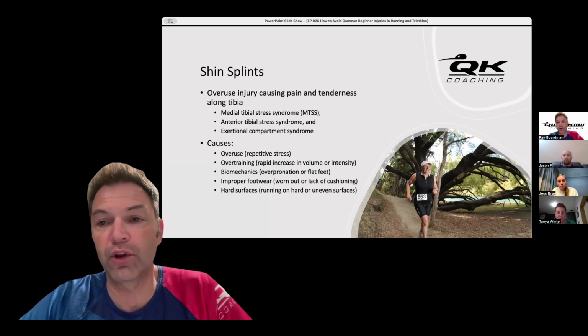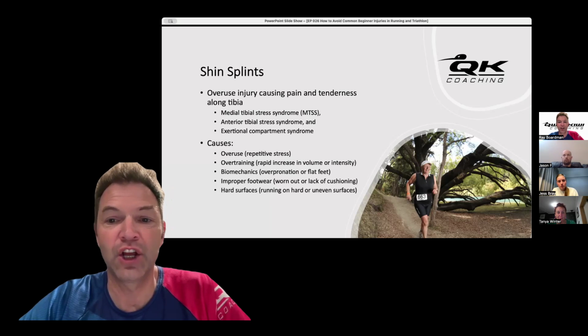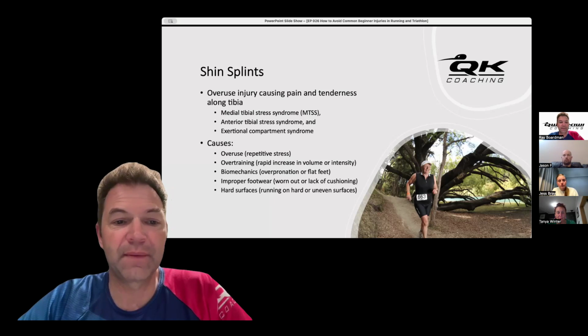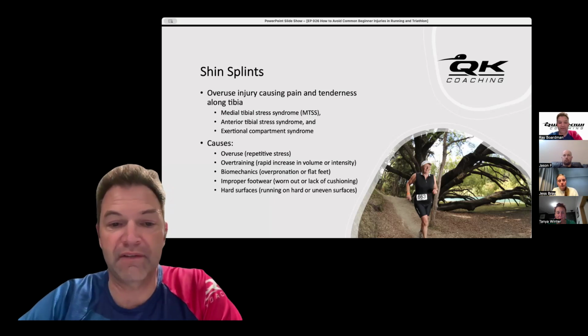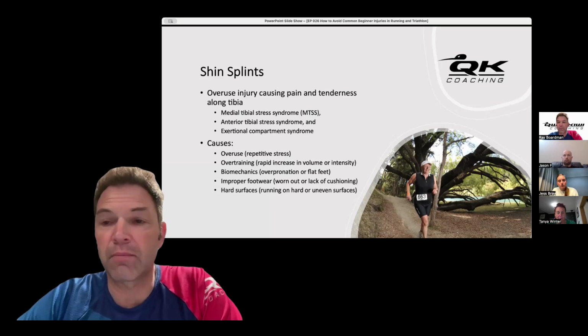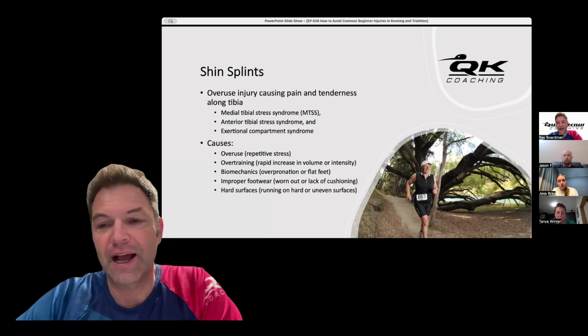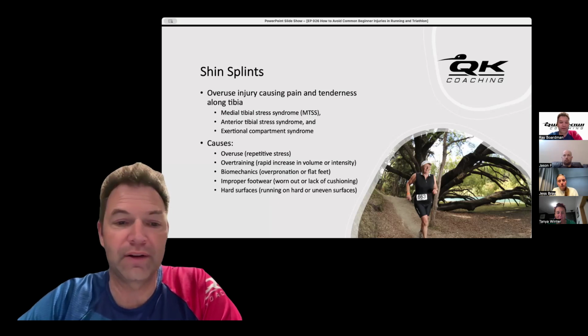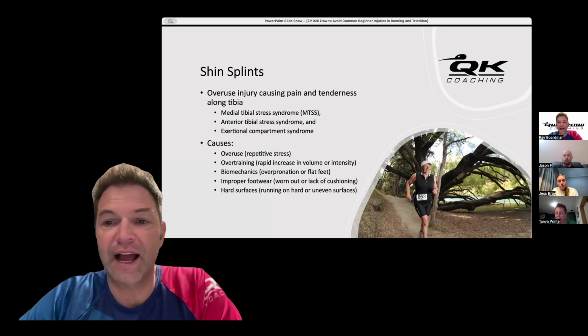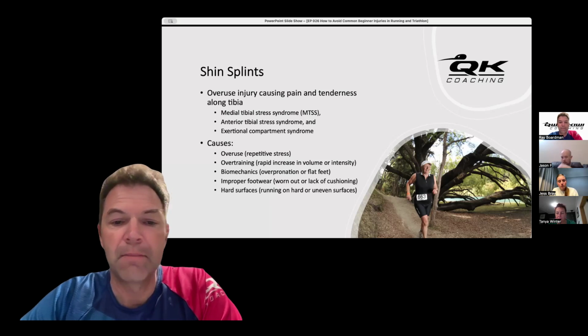By increasing your volume or your intensity of your training too quickly, that's also going to cause a lot of stress that your body is not adapted to handling, and that is a massive contributing factor. Then there's biomechanics. Not necessarily poor, but the biomechanics your genetics have given you might not be optimal for running and will build into that. Overpronation or flat feet are common causes along those lines, but both those things can be modified and corrected with appropriate footwear.